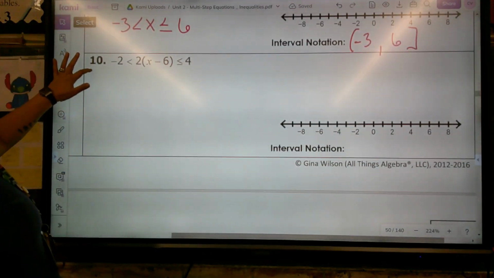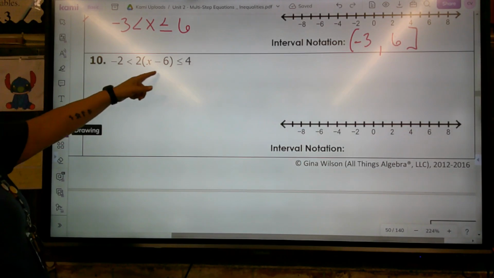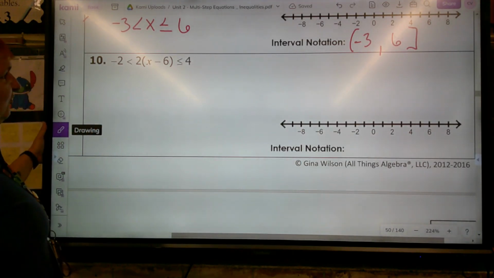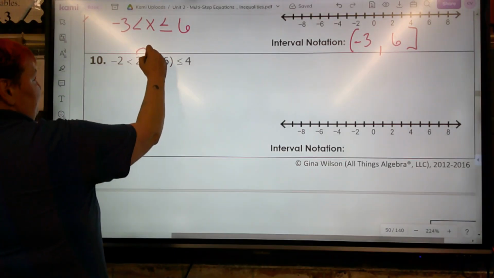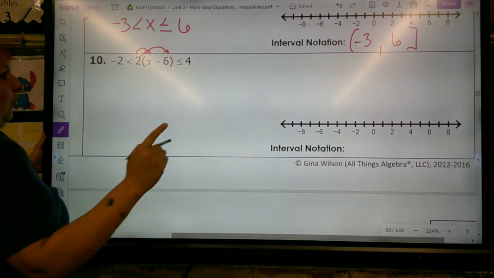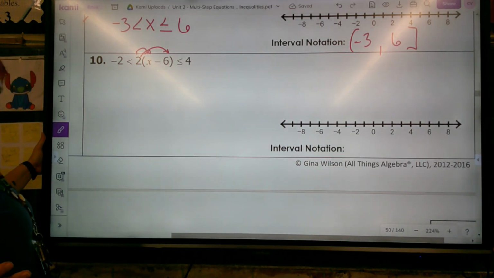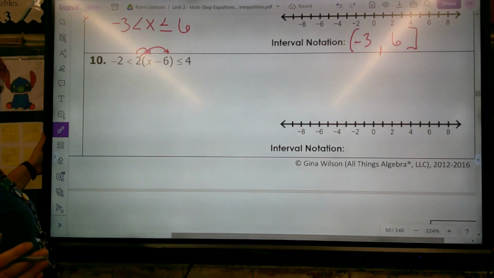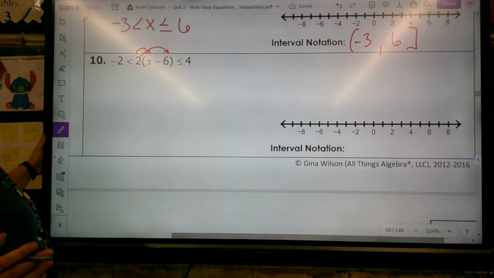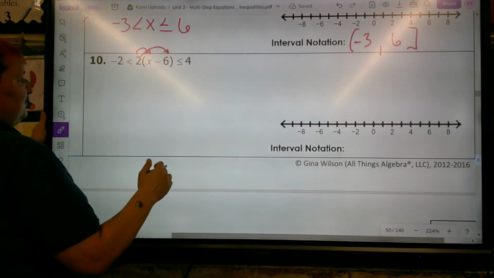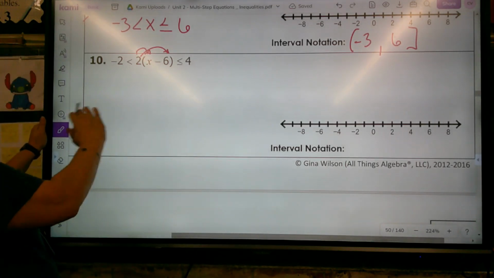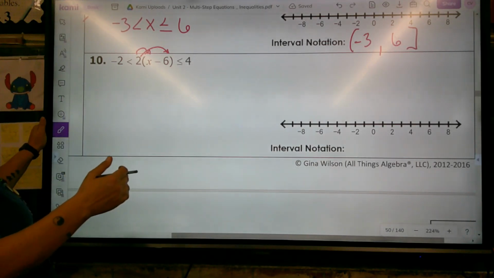Alright, last one. Doesn't matter how complicated it gets, you just keep going. Distribute first, or divide first. Let's distribute first. It's what you're used to. And then I'll erase it, and I'll do it the other way too.